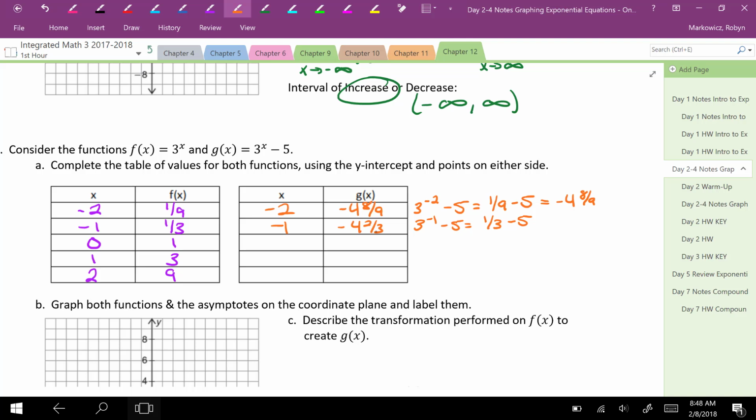So what's the next number we're going to pick? I'll take 0. When you take 0, what is 3 to the 0? 1. What is 1 minus 5? -4. That one we like, yes? I like it. Works out nicely. All right, next one. Give me a number. 1. What is 3 to the first? Minus 5. All right, next x value. 2? Okay, good luck with that one. What is 3 squared? Minus 5.